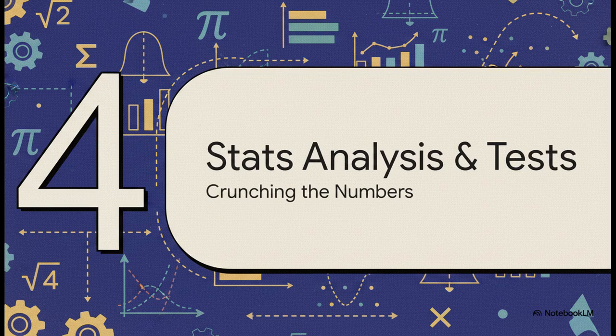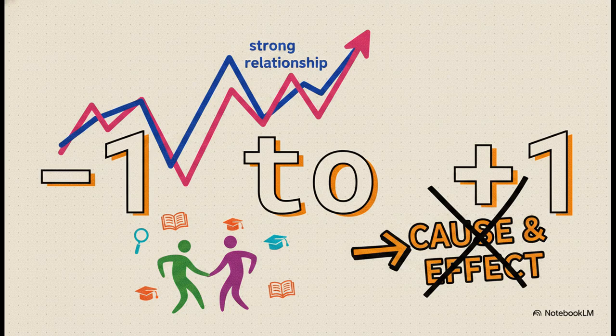All right, Section 4, Statistical Analysis and Tests, Crunching the Numbers. As we move into descriptive stats, don't panic if you don't like maths. I assure you it's quite easy to score on. Let's just look at this strict numerical boundary, -1 to +1. This is the range for correlation. If your study hours and marks have a correlation of +0.80, it shows a strong relationship. But here's the crucial point. Correlation absolutely does not prove cause and effect.